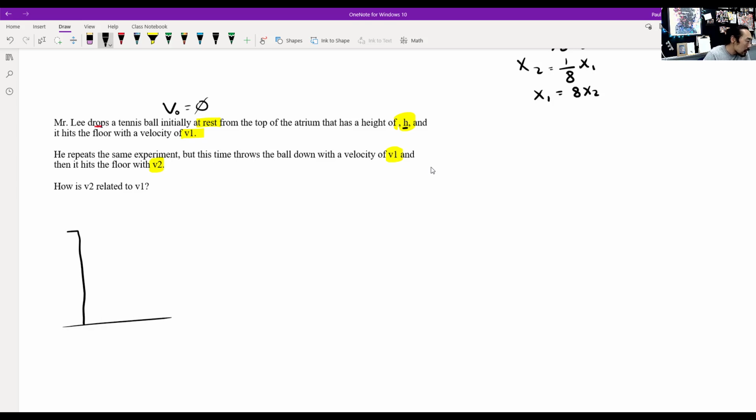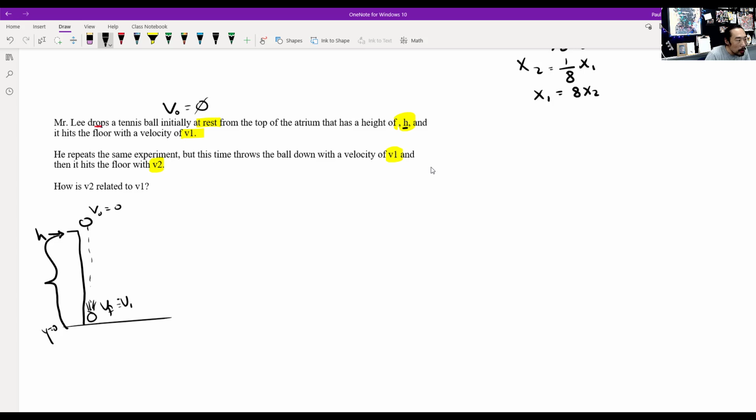Normally we say that the floor has a position of 0. So y is equal to 0 down here, which makes this position up here at the top of the atrium what we're going to call h. So it goes from h to 0. We have a ball that's initially at rest, and then it falls. We have those velocity arrows going down, and it has a final velocity of negative v1. I'm going to put a negative there because we know it's going downwards.